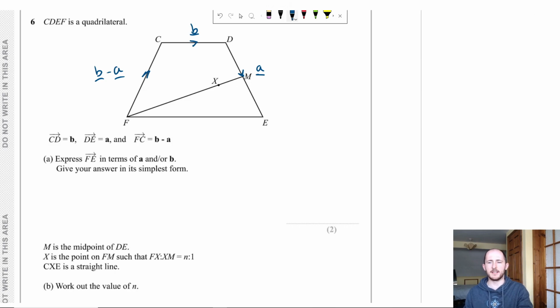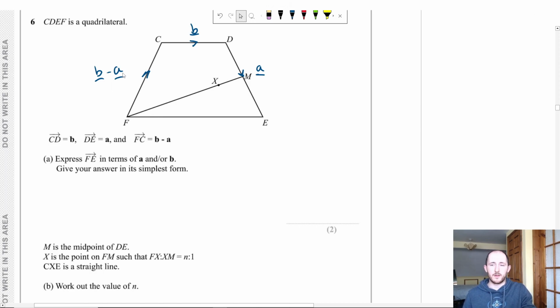And we want to find F to E in terms of A and or B, giving your answer in its simplest form. Well, here's the thing with vectors. The first step is always to label the vectors they give you if they haven't labelled them for you, because you want to know where everything is, what direction it is, etc. The next rule is that I can't just go straight from F to E, right? Because I have no vectors that go directly from F to E. So you can only go along vectors that you actually have the value of.